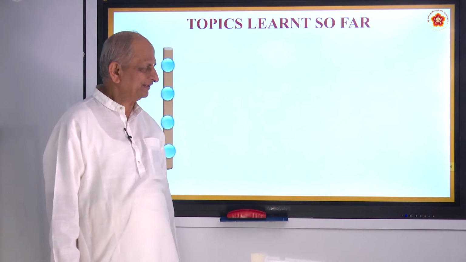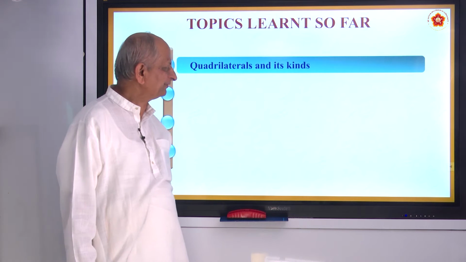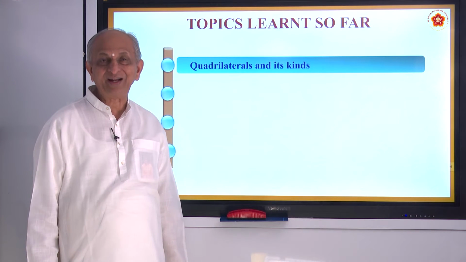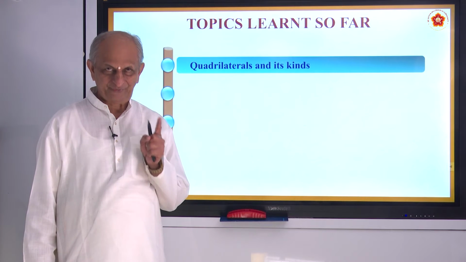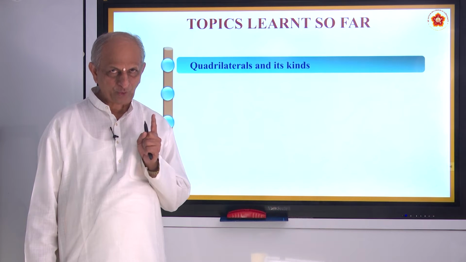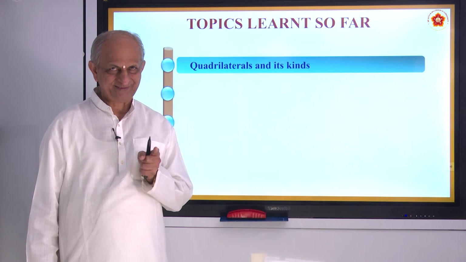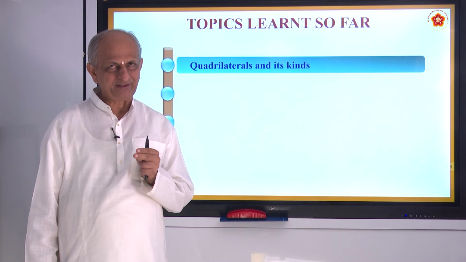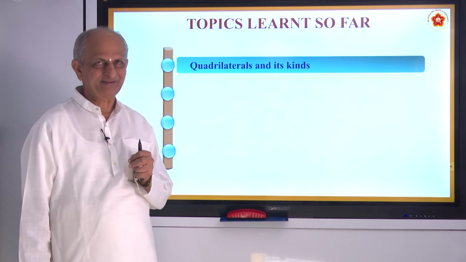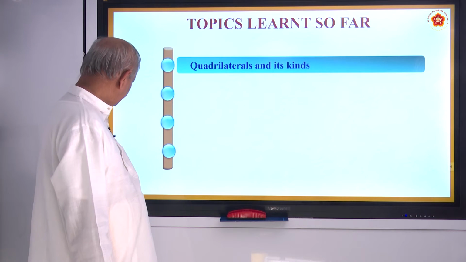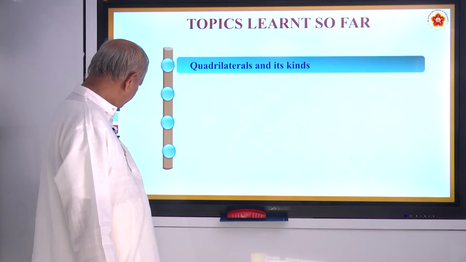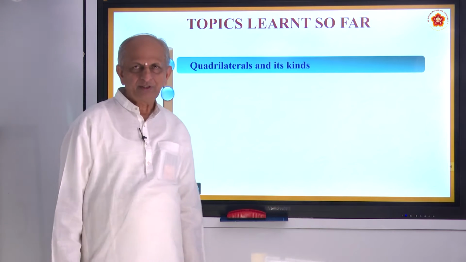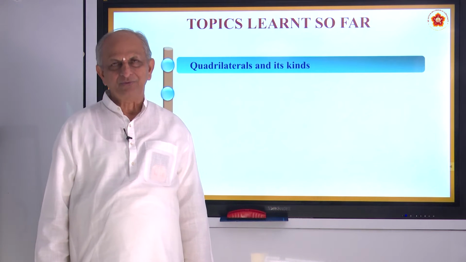We have already seen in the previous class the meaning of the quadrilateral. What is a quadrilateral? It is a figure having four sides, two of which meet at a point called a vertex. It is a figure having two diagonals. Naturally, it will have four angles.